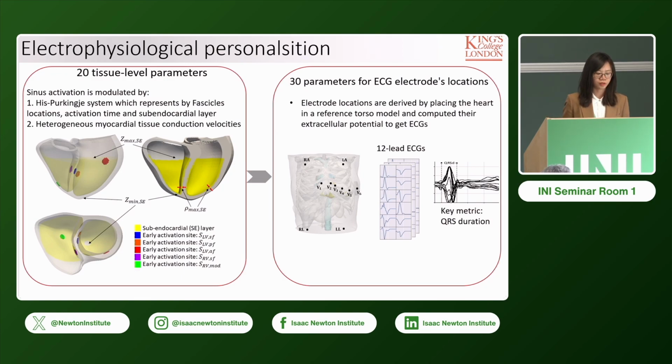To simulate the QRS duration, we need to simulate the Purkinje activation. So we use a Purkinje-based approach that involves 20 tissue-level properties, for example the Purkinje locations, the Purkinje activation time, and also the heterogeneous myocardial conduction velocities, etc. Because we lack torso information here, we place the heart into a reference torso to reconstruct the 12-lead ECGs. This approach involves another 30 ECG electrode placement parameters that are uncertain.